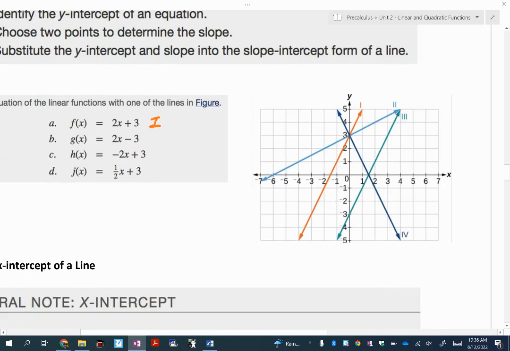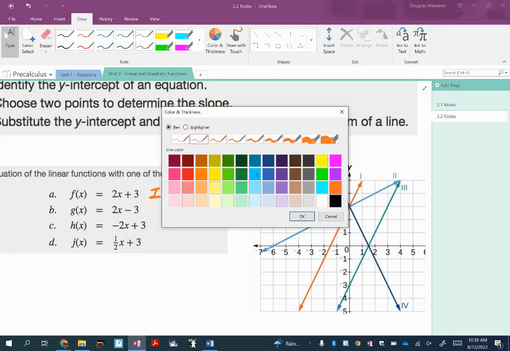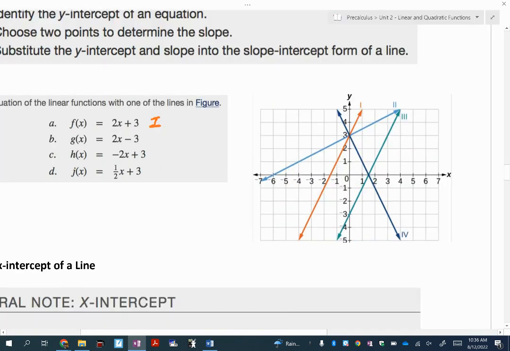What color is Roman numeral 2? It's like a light blue. Let's see if we got light blue here. So Roman numeral 2 is the same y-intercept, so it's going to be C or D, but this time it's a positive slope that is less steep or flatter, so it's being compressed. It looks like that slope is 1/2, so this is going to be Roman numeral 2.